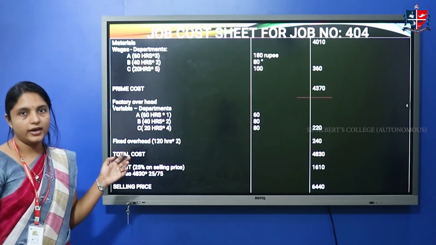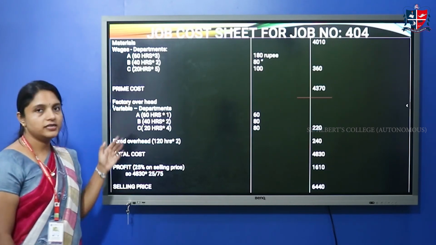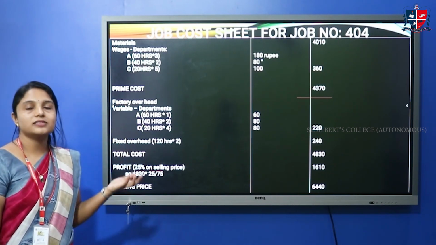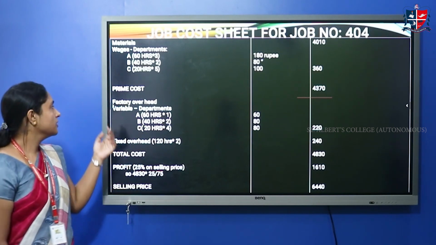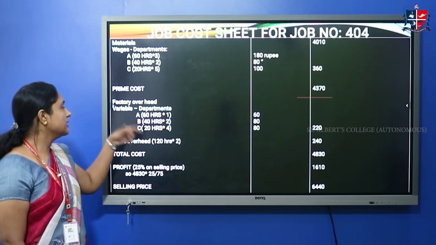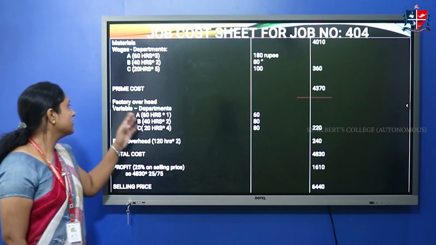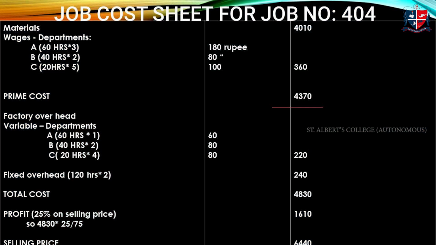Next, we have to add the factory overheads. Factory overheads means the indirect charges, that is variable overheads here. We already calculated them by using such a formula. Then we will get the per hour rates, that is 1, 2 and 4 for each department. It is the variable overhead per hour rates. Then it is multiplied with the labor hours, that is already given in the question. So then we will get the factory overheads, variable, that is 60, 80 and 80. Then we add these three numbers, and we will get 220 as the total variable factory overheads.